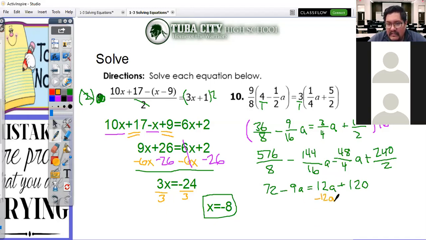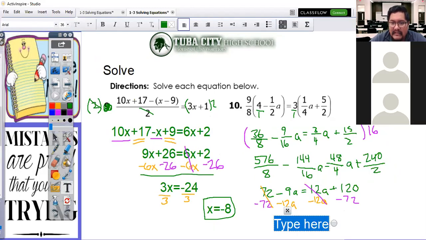So I'm going to go ahead and minus 12a from both sides. And at the same time, since I'm minusing 12, I'm also going to get rid of something on this side. So I'm going to minus 72 on both sides. And that's going to cancel this out. Now, at this point, I have no more fractions, so I should be able to get this pretty easily. So I'm going to get negative 21.